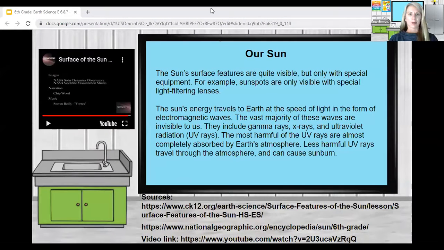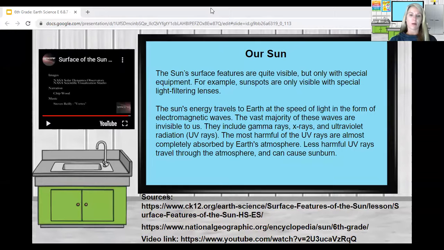All right, I thought that was a great start to our lesson about the sun. Definitely piqued my curiosity. The sun's surface features are quite visible, but only with special equipment. For example, sunspots are only visible with special light filtering lenses. And looking at the sun is never a good idea with your naked eyes. So you always need to make sure that you are using specialized equipment when you are investigating the sun.